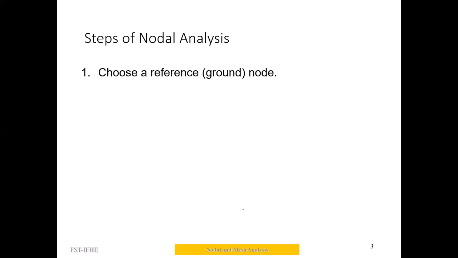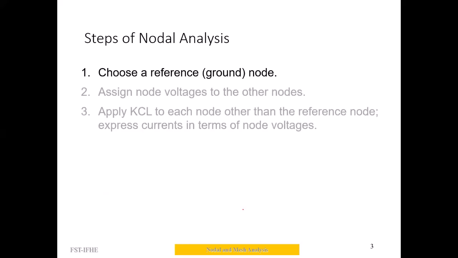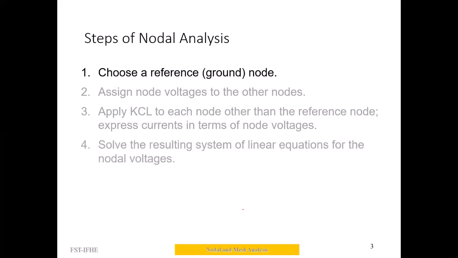The reference node is considered to be at ground potential, or else the reference node voltage is considered to be a 0 volts node. Then assign the node voltages to the other nodes. Apply KCL to each node and express the currents in terms of node voltages. Then solve the resulting set of linear equations for the node voltages. So basically, nodal analysis consists of 4 steps.